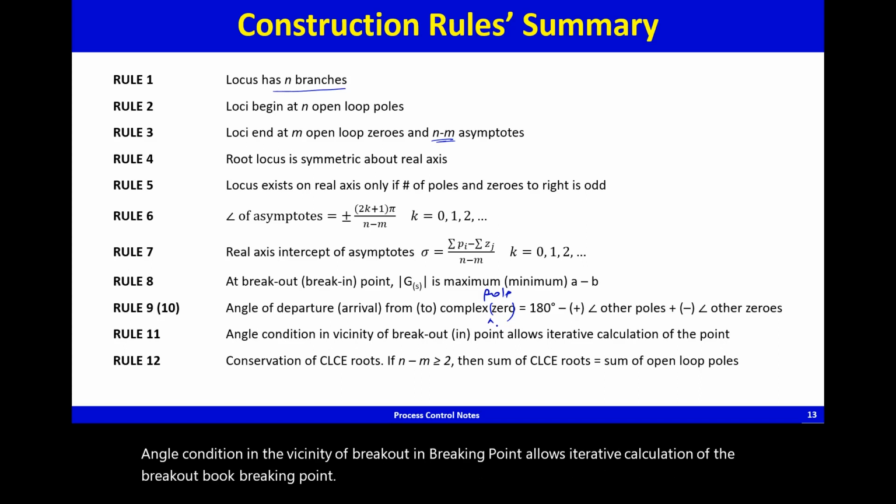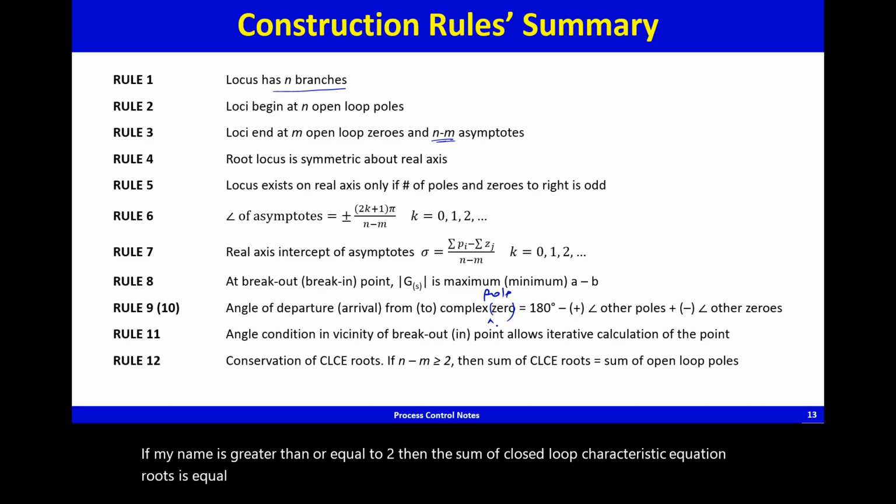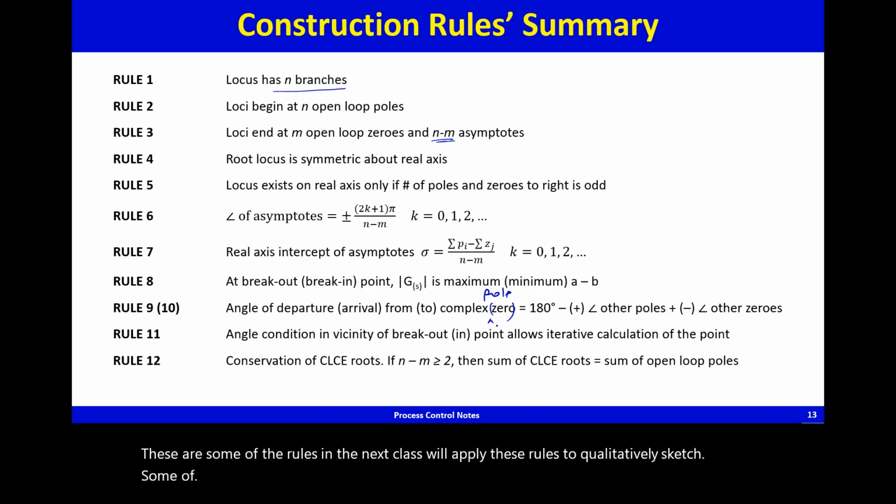If n minus m is greater than or equal to 2, then the sum of the closed loop characteristic equation roots is equal to the sum of the open loop poles. These are some of the rules. In the next class, we'll apply these rules to qualitatively sketch root loci for some example systems. That's what we are going to do in the next class.